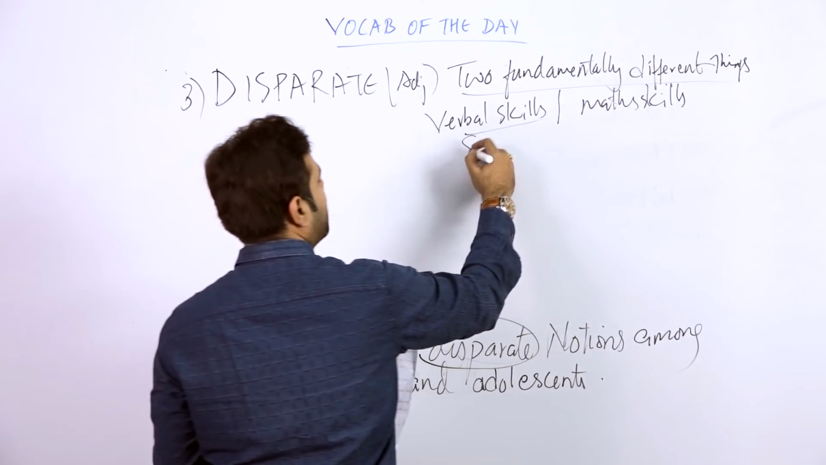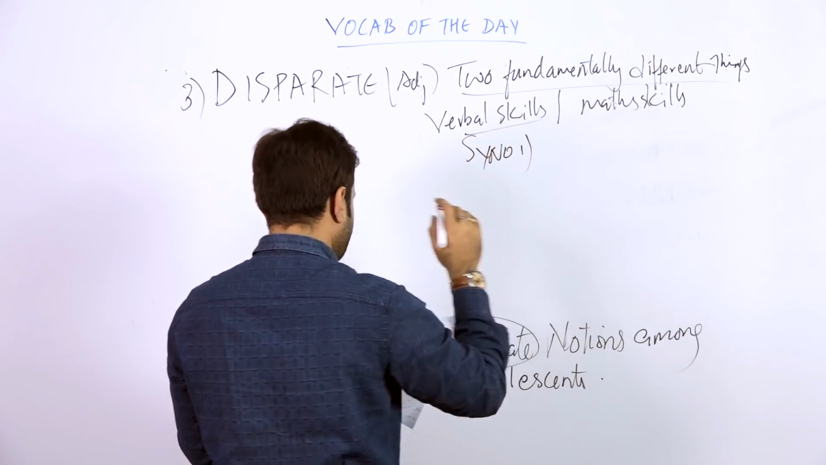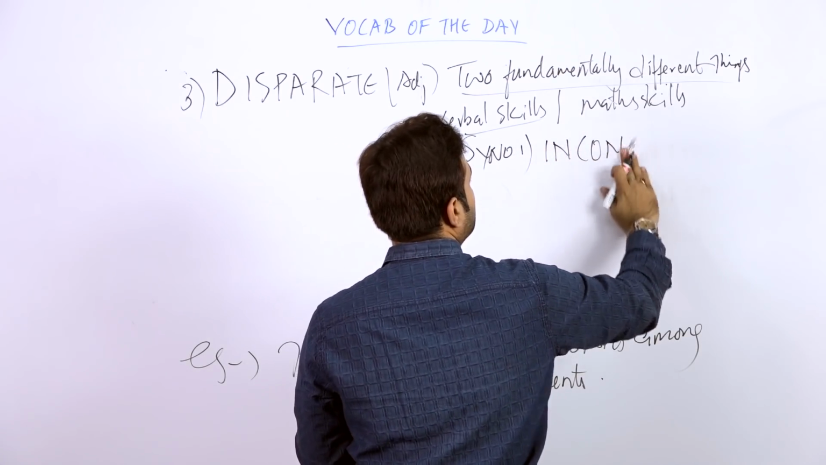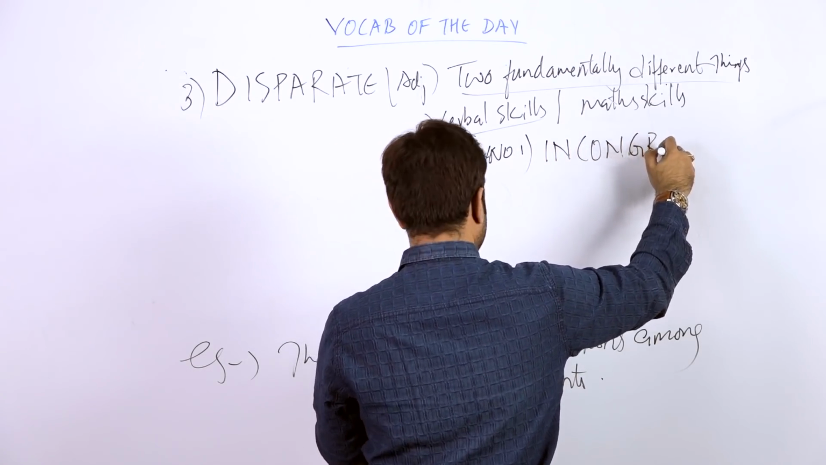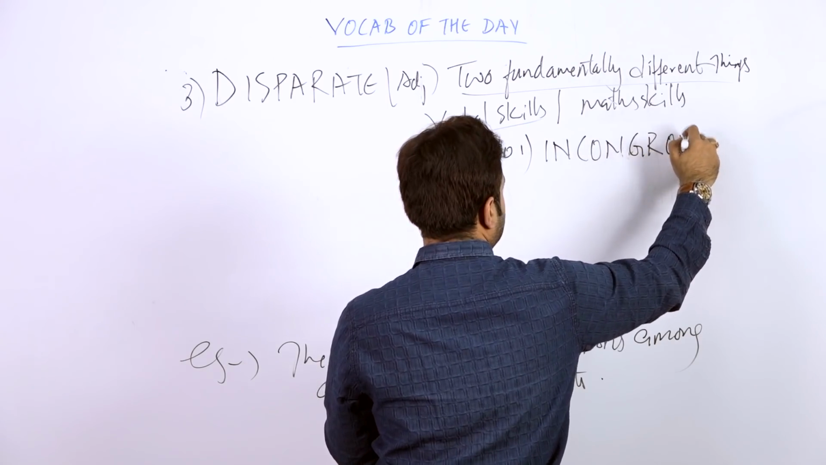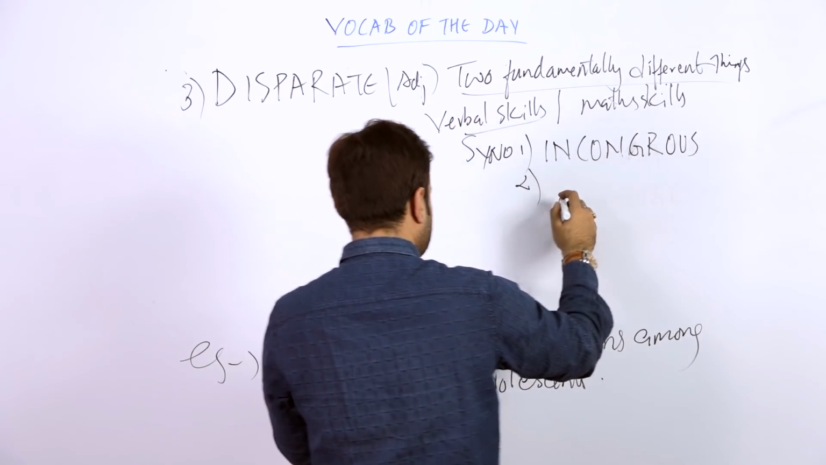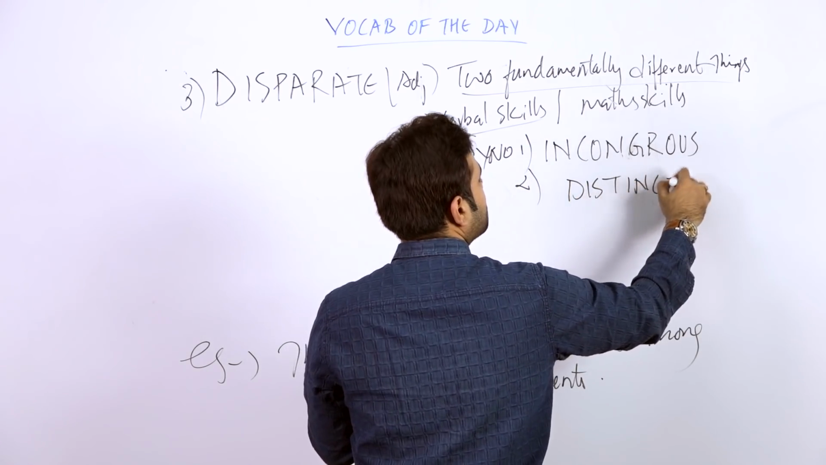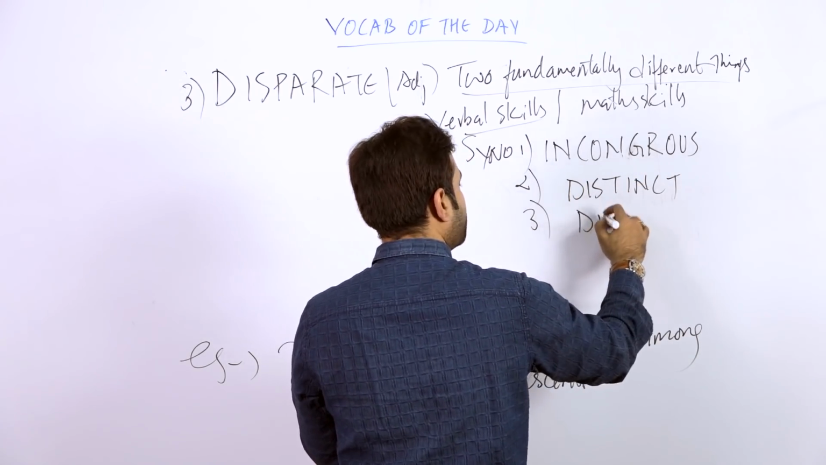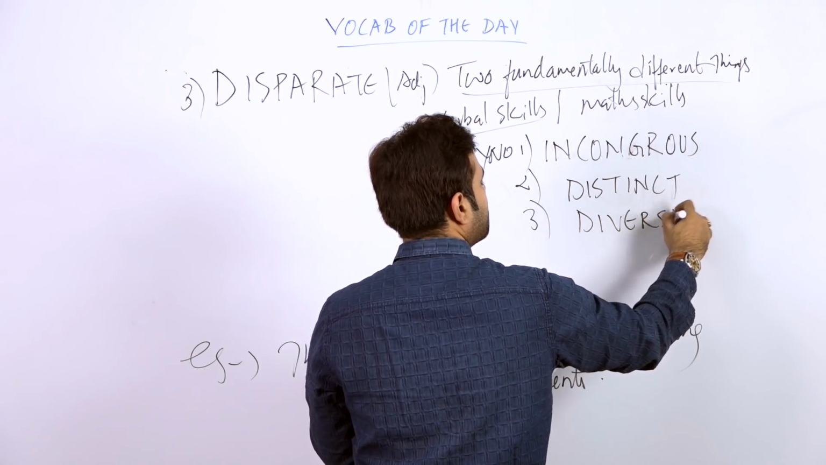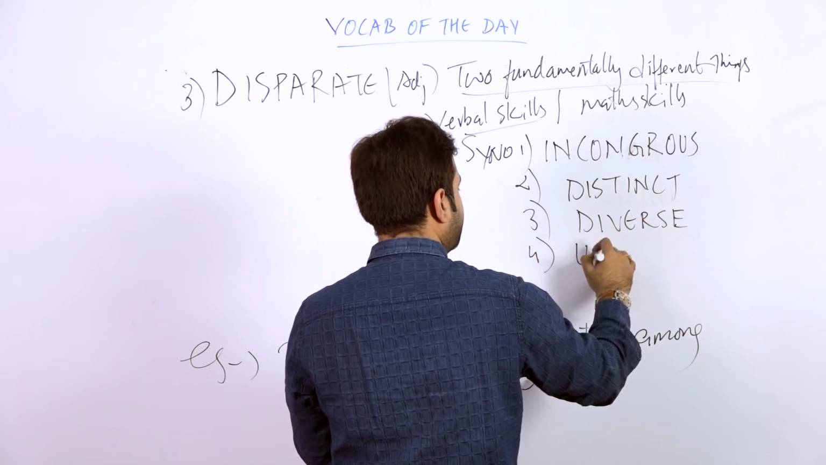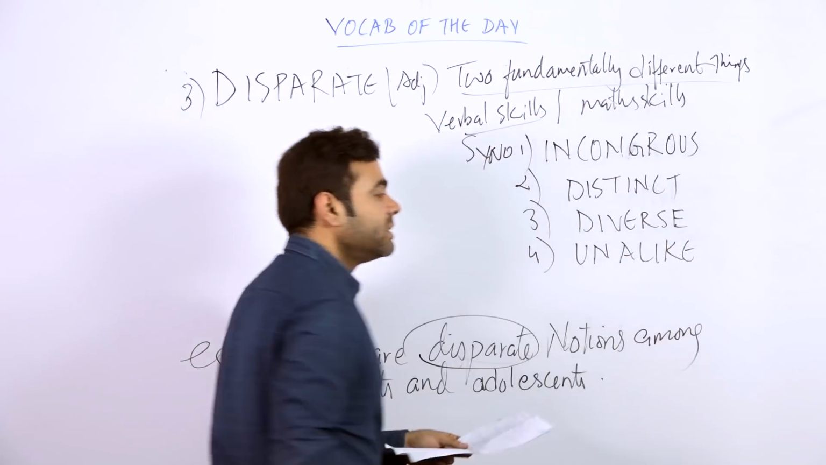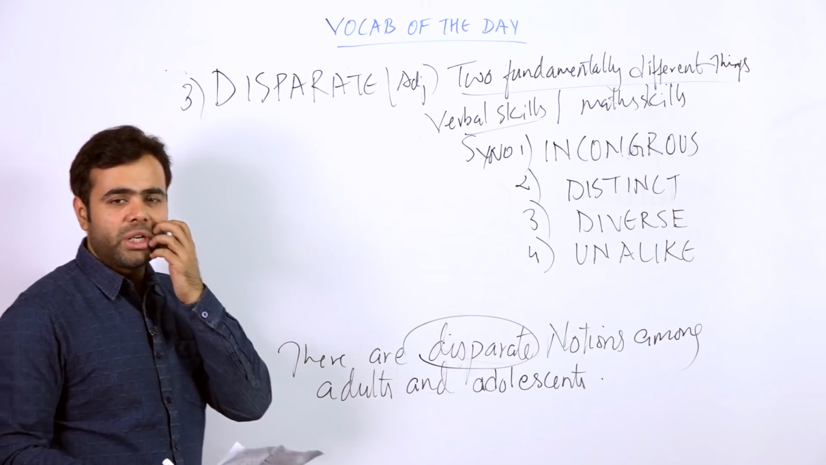So what can be the synonym? Synonyms I am writing here. The first word that I have taken is incongruous. I hope you will be easily able to connect with this word, incongruous. Are you students? The second word that you should take down is distinct. Third word is diverse. Again a nice word. And the fourth word is unalike. You must have heard like and alike, but here is the word unalike. So obviously you can take it down.